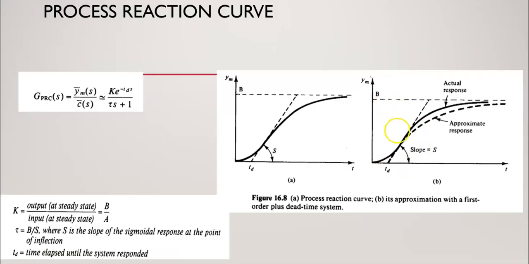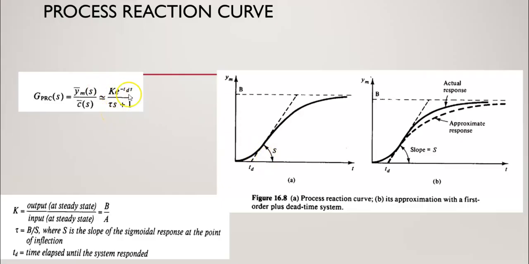Then they plotted a graph, the measured variable versus time. When they plotted the graph, they saw that it is a sigmoidal shape curve. Normally this sigmoidal shape curve is observed for a first order system with dead time. So from this they concluded that the overall transfer function for a process reaction curve can be approximated with a first order system with dead time. We know the transfer function of a first order system is K by tau s plus 1, and the transfer function of a dead time is e raised to minus tds. They approximated the overall transfer function of a process reaction curve with this.